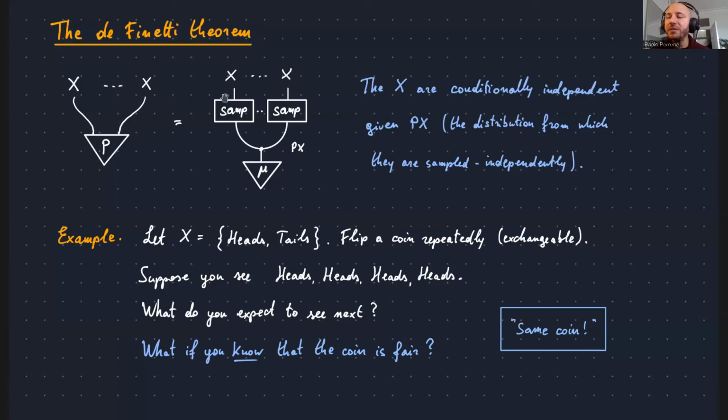So what this diagram tells you is if you fix PX, so PX is like the distribution of the coin, what's the bias of the coin, once you know PX, then all these are just independent flips. Okay, so that's this diagram. And then what's the statement of de Finetti? De Finetti tells you that every exchangeable process, some of them are not trivially exchangeable, right?